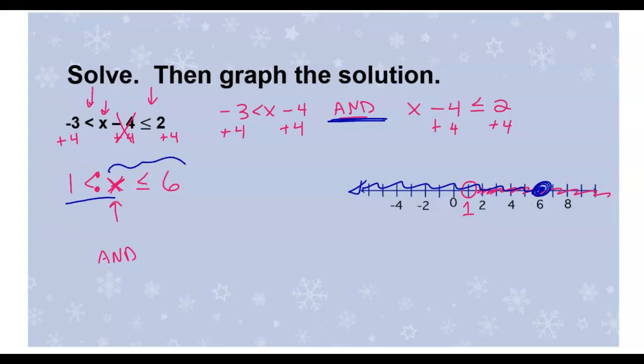So here, just shade our final answer in between 1 and 6, but does not include anything left of the 1 or right of the 6, and also not including 1.